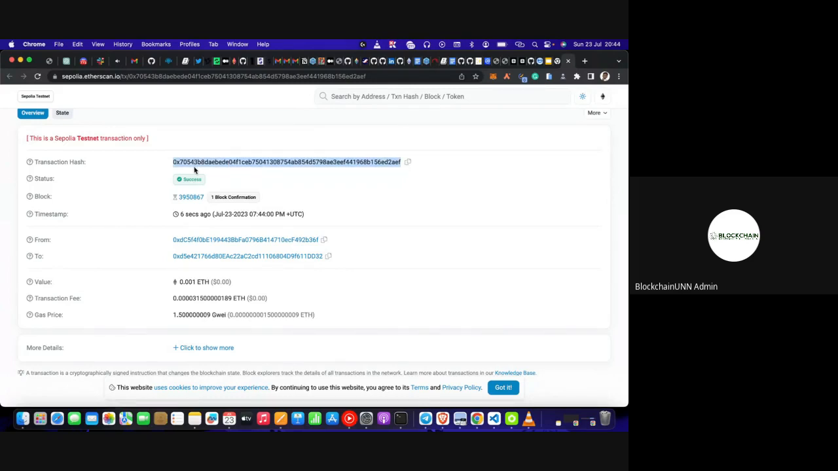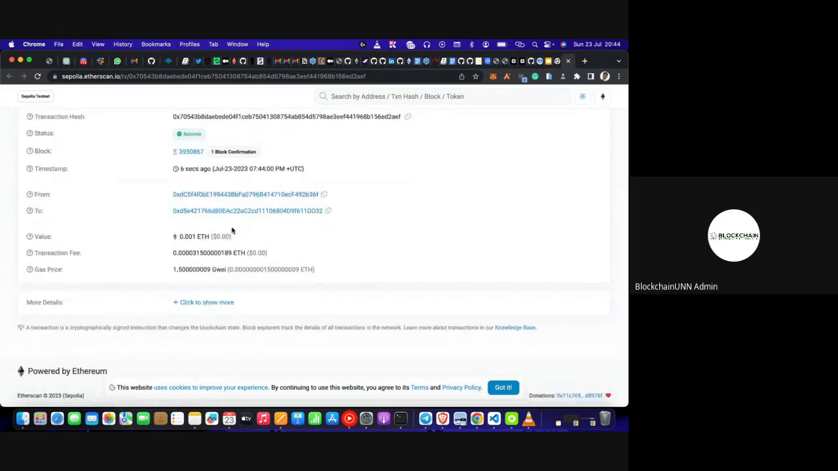So this is the new transaction hash that was generated. As you can see, Etherscan indicates that this transaction has been carried out successfully and has been added to the Ethereum blockchain, with just one block confirmation. This is the gas fee. This is the current gas price, probably the base gas. And this is the total transaction fee I ended up paying.